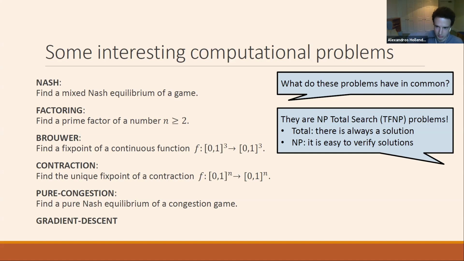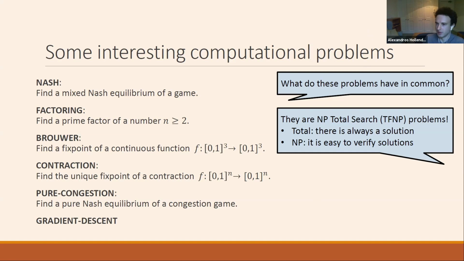So let me quickly go over the problems to say why they are total, why they have this first property. For the Nash problem, this is essentially known by so-called Nash's theorem, which says that every game has a mixed Nash equilibrium. For factoring, this is a fact that we all know: every number that's at least as large as 2 will have some prime factor. The problem called Brouwer is called that way because there is a topological theorem, Brouwer's fixed point theorem, that guarantees that such a fixed point will exist. For the problem contraction, it follows by Banach's fixed point theorem, which tells you that there exists a fixed point, which is in fact unique. And for the pure congestion problem, this is a well-known result in the theory of congestion games: these games, which have more structure than the general games studied in the Nash problem, even always have a pure Nash equilibrium.